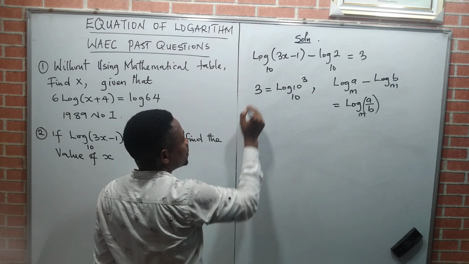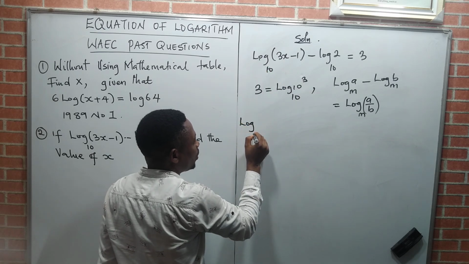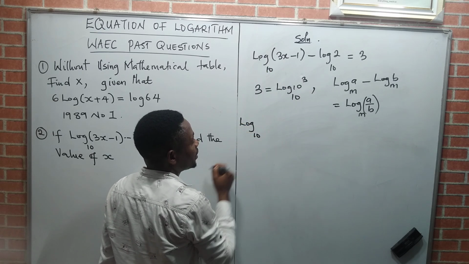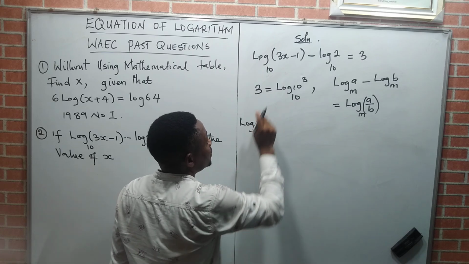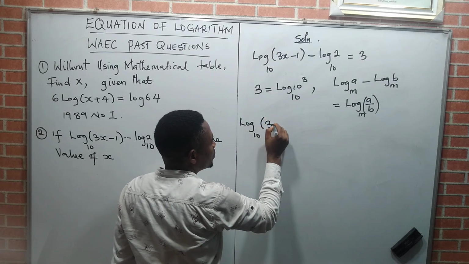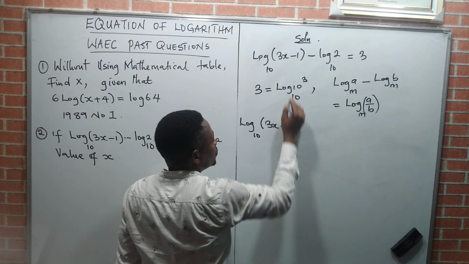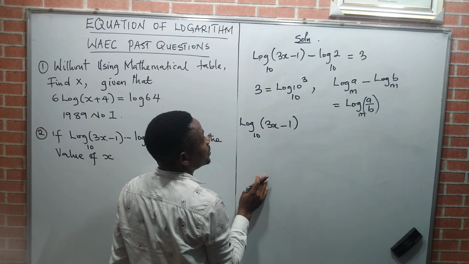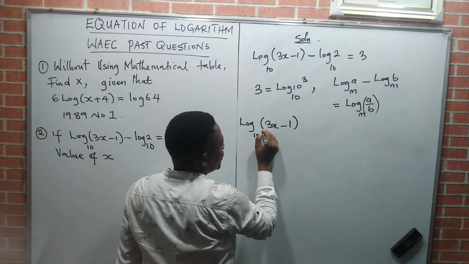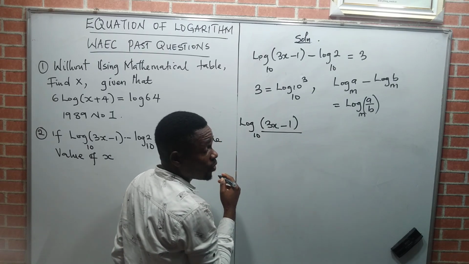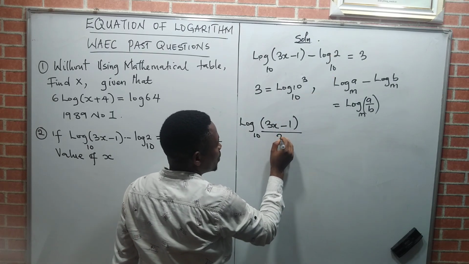Oh yeah, watch this. I will now pick one of the logs under base 10, then open the bracket. What is the value here? 3x, right? Minus 1. Close the bracket. Minus in logarithm means over. Over what? Over 2. Are you with me?